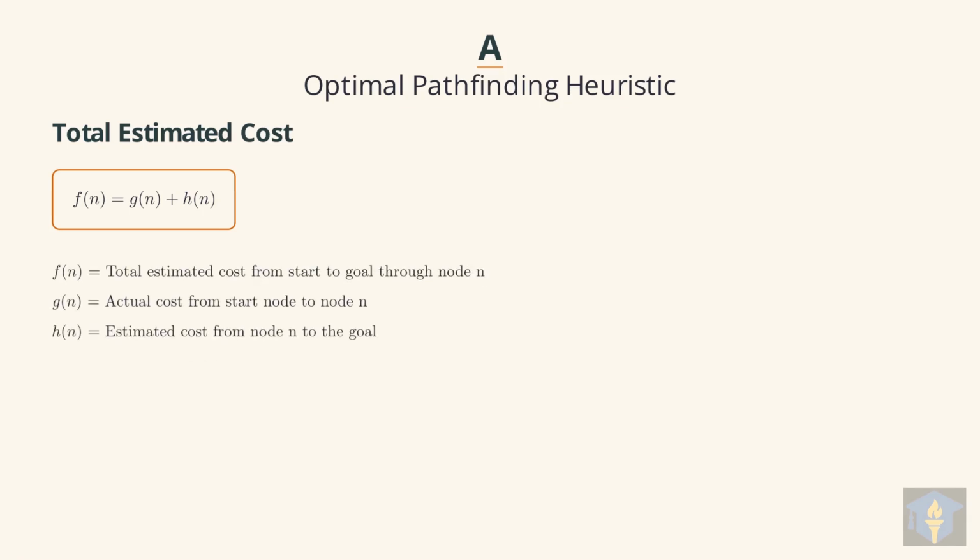Here, f(n) is the total estimated cost from the start to the goal, passing through a specific node n. Then, g(n) represents the actual cost incurred to travel from the starting node to node n. And h(n) is our heuristic, the estimated cost from node n directly to the final goal.